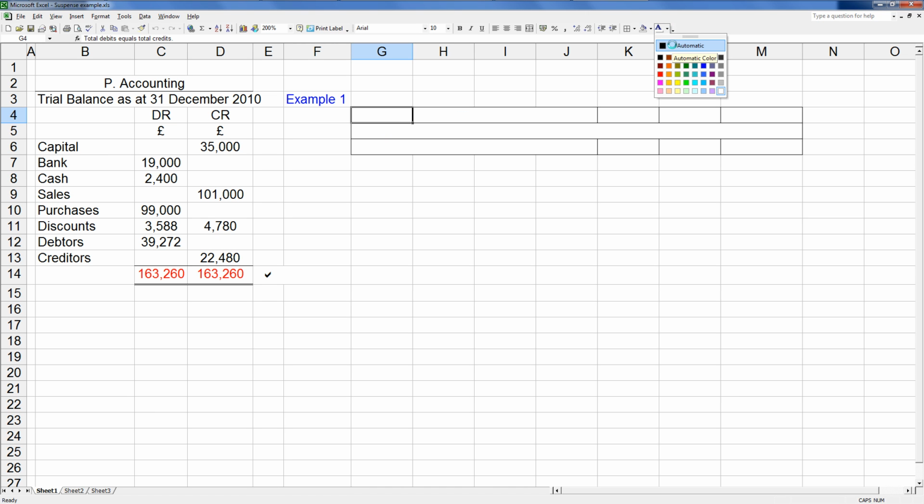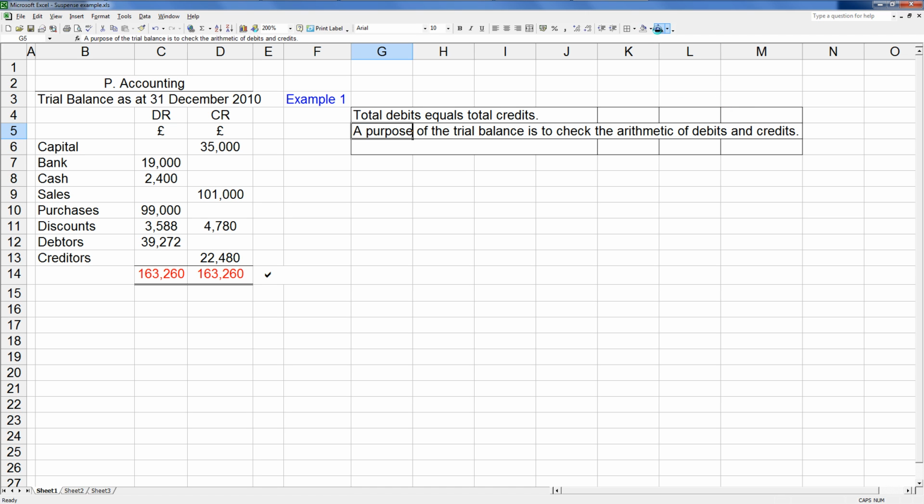So in this sense, looking at the purpose of the trial balance. One of the purposes, I should say, apart from preparing the final accounts, is to check the arithmetic of debits and credits. And as you can see there, debits and credits are balanced, they're equal. So no errors have been detected by the trial balance. So is there a need for a suspense account in this example? No, because debits equals credits.